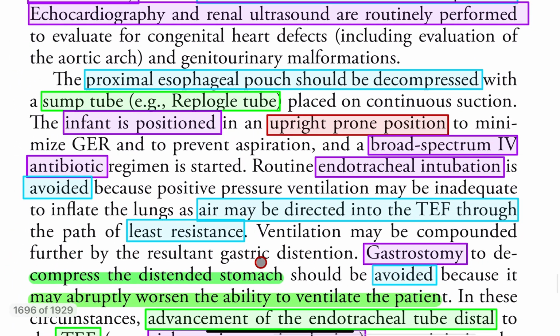The proximal esophageal pouch should be decompressed with a sump tube or Replogle tube, and the position of the infant should be upright prone. This is asked many times, what should be the position of the child. It should be upright and prone.